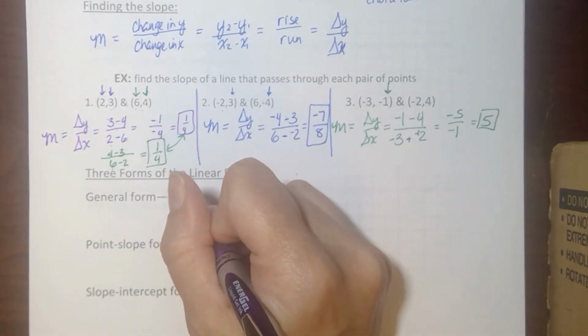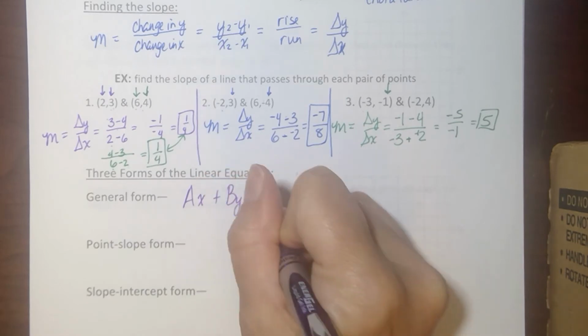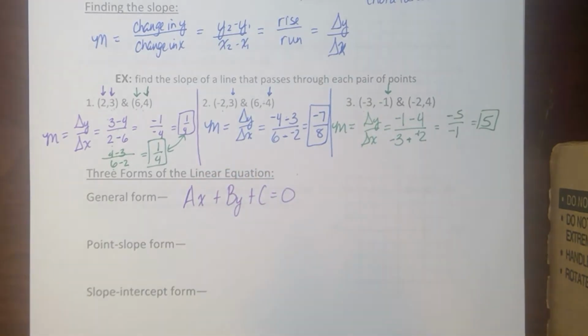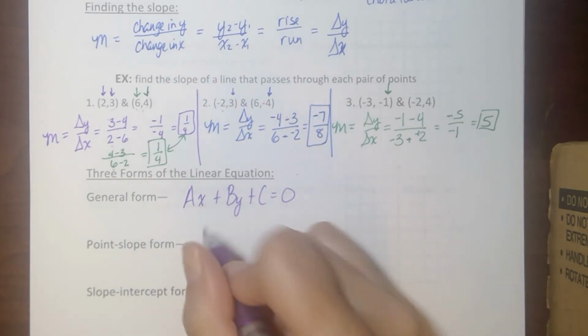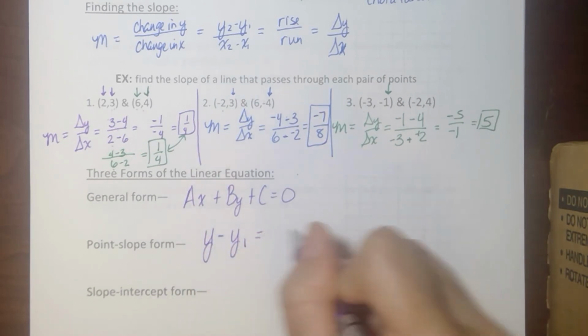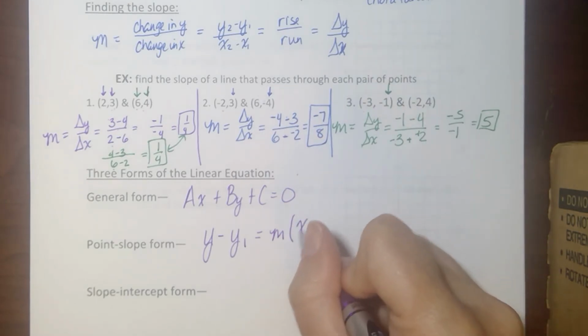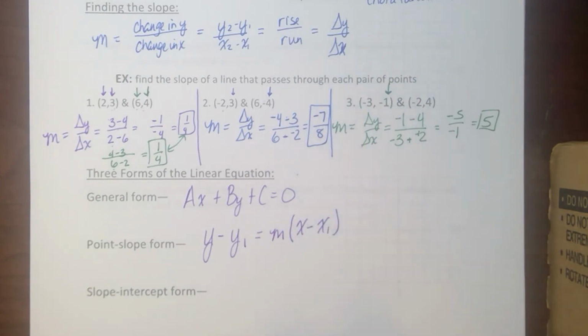My general form is set equal to 0. So it would be ax plus by plus c equals 0, where a, b, and c are real numbers. My point slope form is y minus y sub 1 equals m, where m is my slope, times the quantity x minus x sub 1.